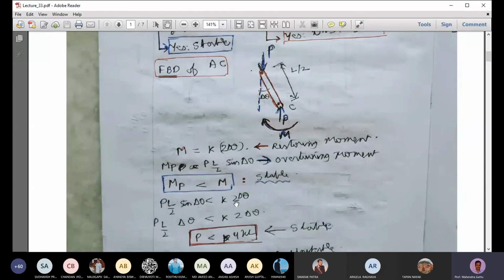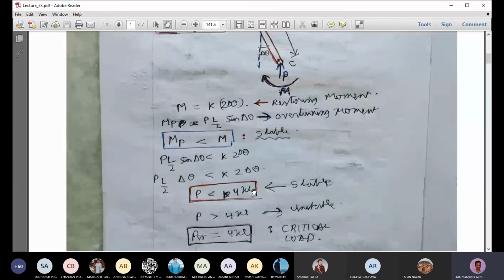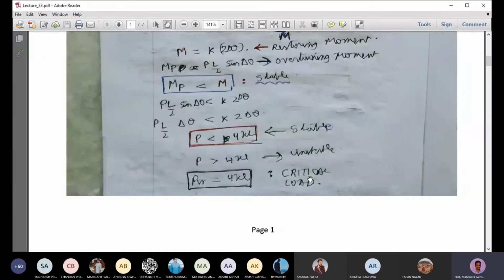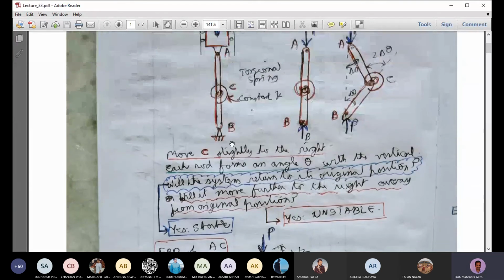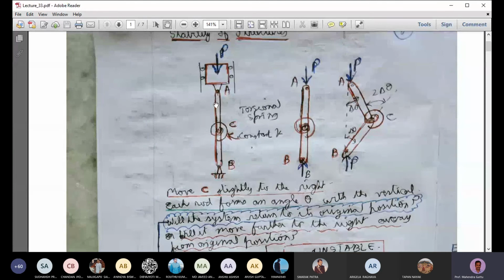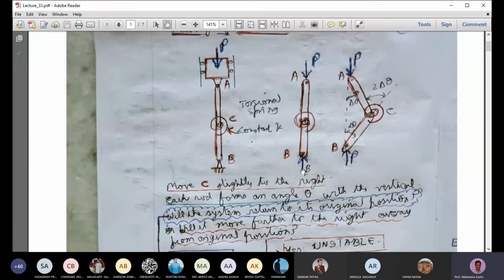Okay, so this is regarding stability. As long as P is less than 4KL, the system is stable, and if P exceeds 4KL, then it is unstable. And we have P critical is 4KL. So here we are analyzing this position as a state of equilibrium. The perfect straight line position is a state of equilibrium, and we can have equilibrium in this configuration also. When P is equal to 4KL, again this position is in a state of equilibrium. That we have found.